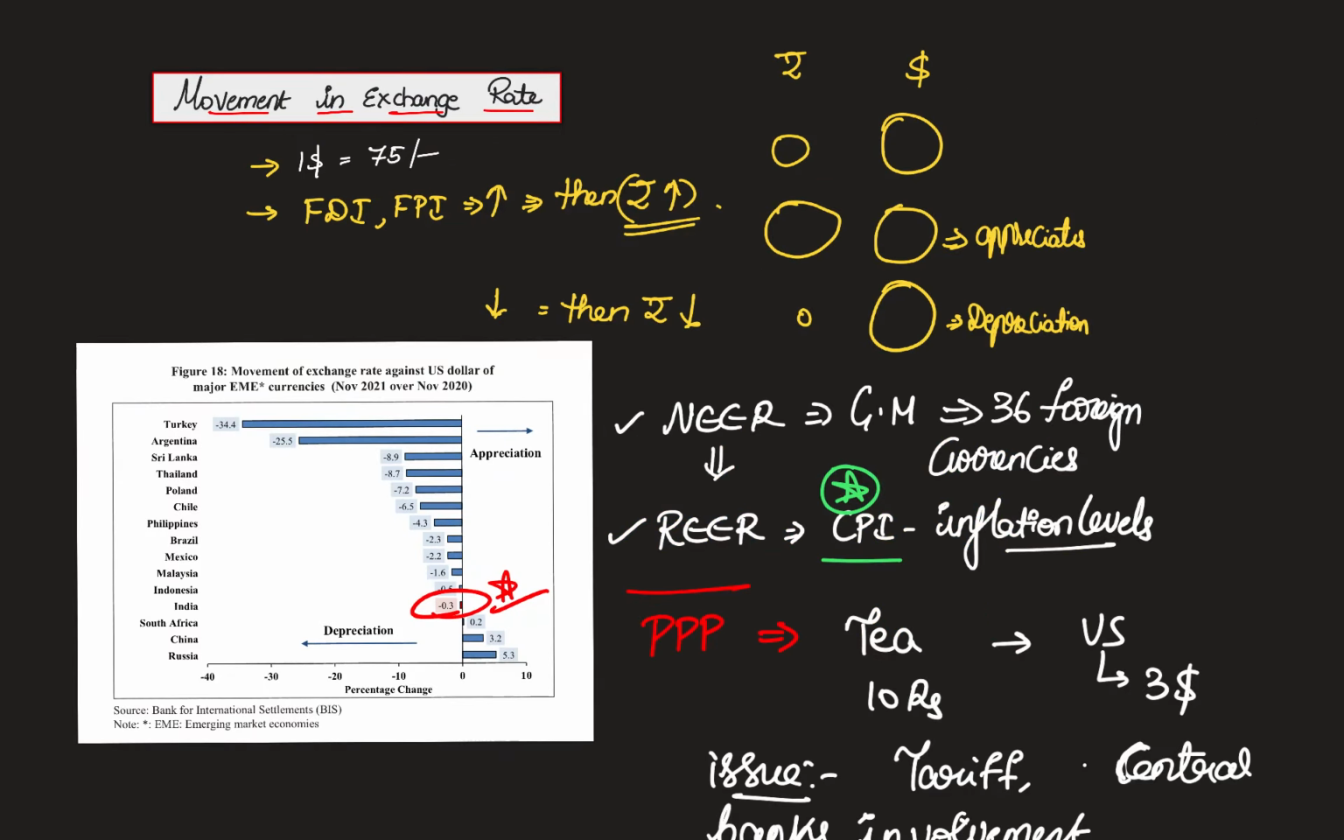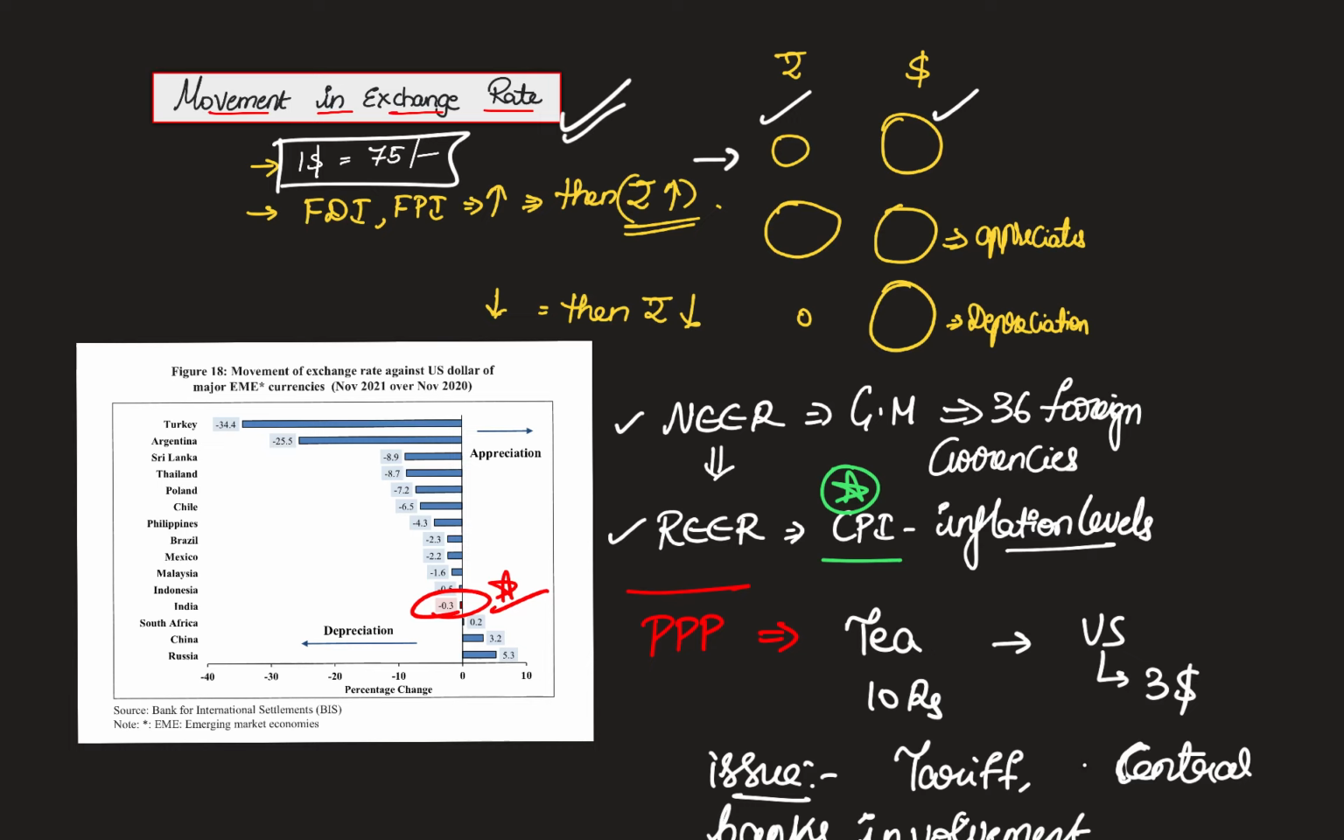Now we have to talk about movement in exchange rate, which is given in our economic survey. Let's say, for example, $1 is 75 rupees. Let's say this is the size of rupee and this is the size of dollar. Naturally, when more dollars are coming into our economy, previously there is an oversupply of rupee, that is why it is valued at 75 rupees.